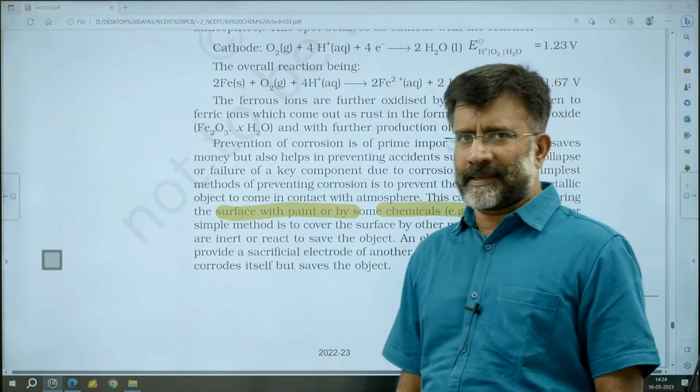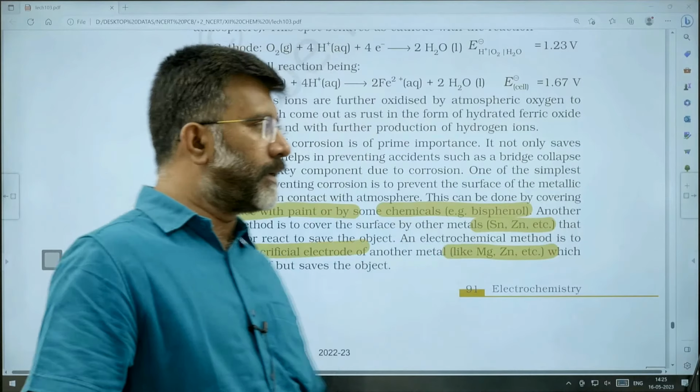Other electrochemical methods are sacrificial electrodes. Hope you have heard about it. Magnesium blocks are used at the bottom of ships. The bottom portion of the ship is fitted with magnesium blocks. It is to prevent the corrosion action. Or when huge iron pipes are buried into the ground, at regular intervals we can see the iron pipes connected with magnesium blocks.